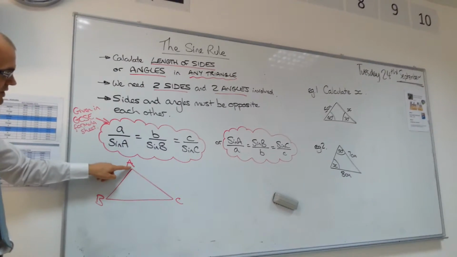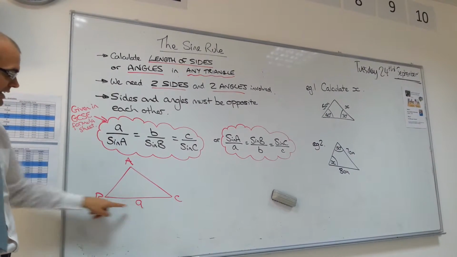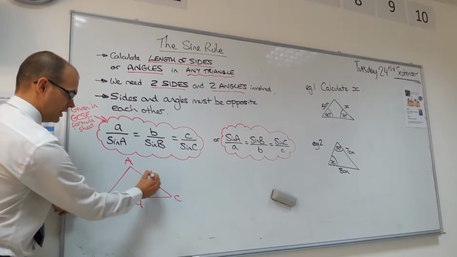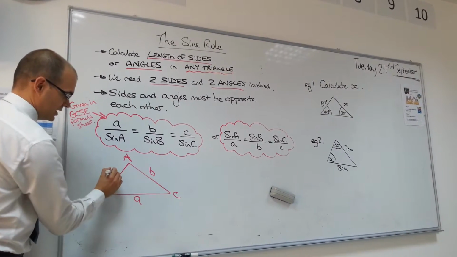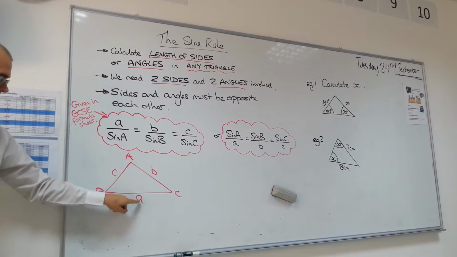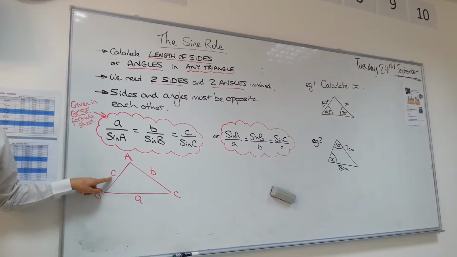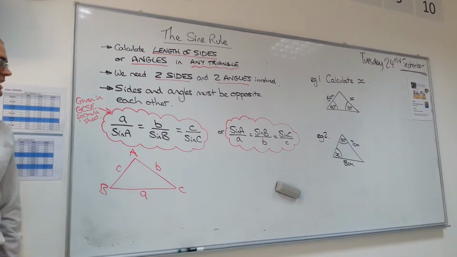So for instance, if this is an angle A, I have to know something about side little a. If this is angle B, I have to know something about the opposite side, which is side little b. And if this is angle C, then the opposite side would be little c. So remember, small letters like this, a, b, c, are representing lengths. Capital letters A, B, C are representing angles.